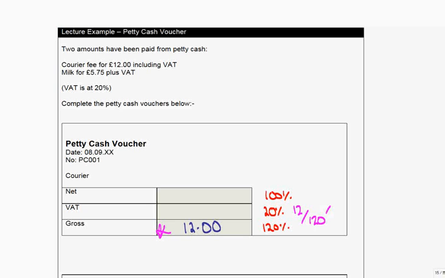And we want to get to the VAT figure, so times it by 20. Then you'll get VAT of £2. To get your net, take the gross figure. Again, divide by 120, and this time times by 100, and you'll get 10. Or alternatively, you could have done the gross minus the VAT, so you could have done 12 minus 2.